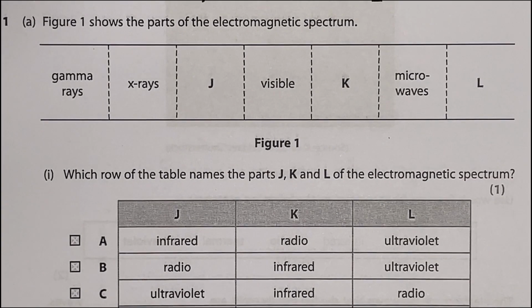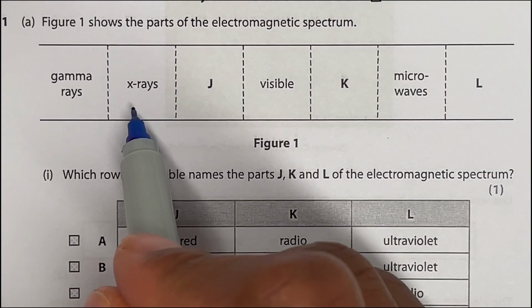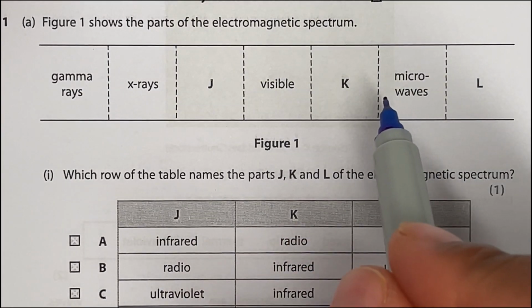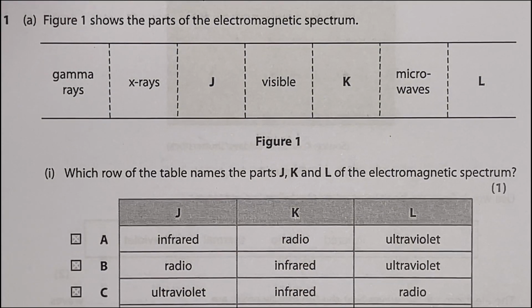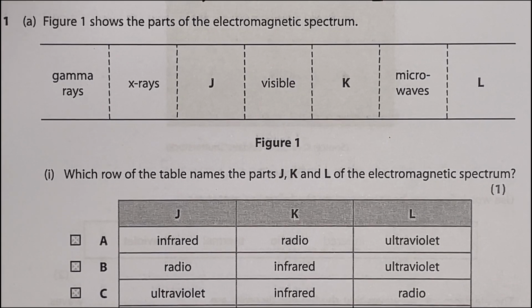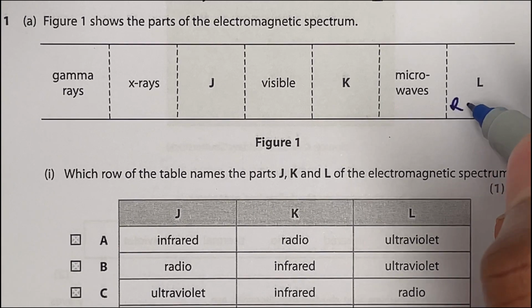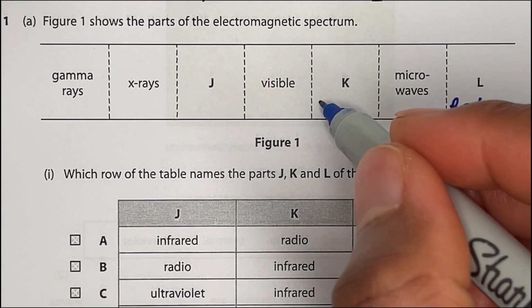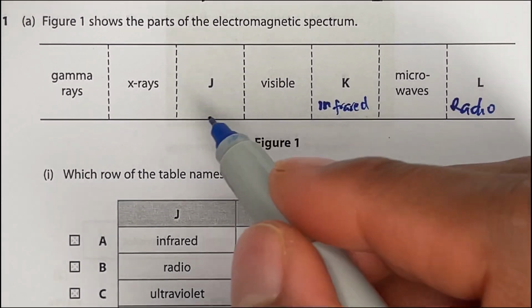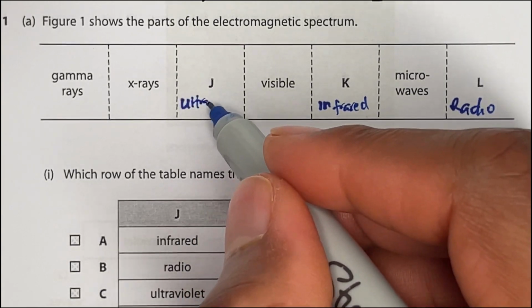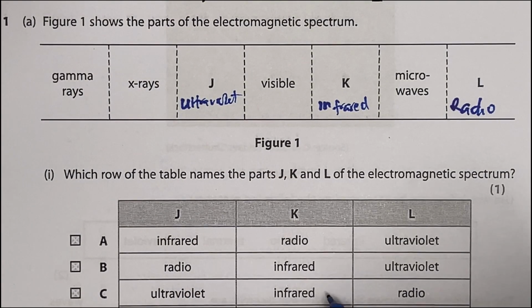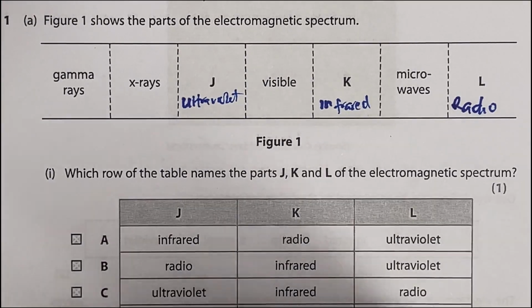Figure 1 shows the parts of the electromagnetic spectrum: gamma rays, X-rays, J, visible, K, microwave, L. Which row of the table names the parts J, K, L of the electromagnetic spectrum? So I know this is radio, microwave, this should be infrared, visible, this should be ultraviolet. So J should be ultraviolet, K should be infrared, and L radio, so that will be option C.